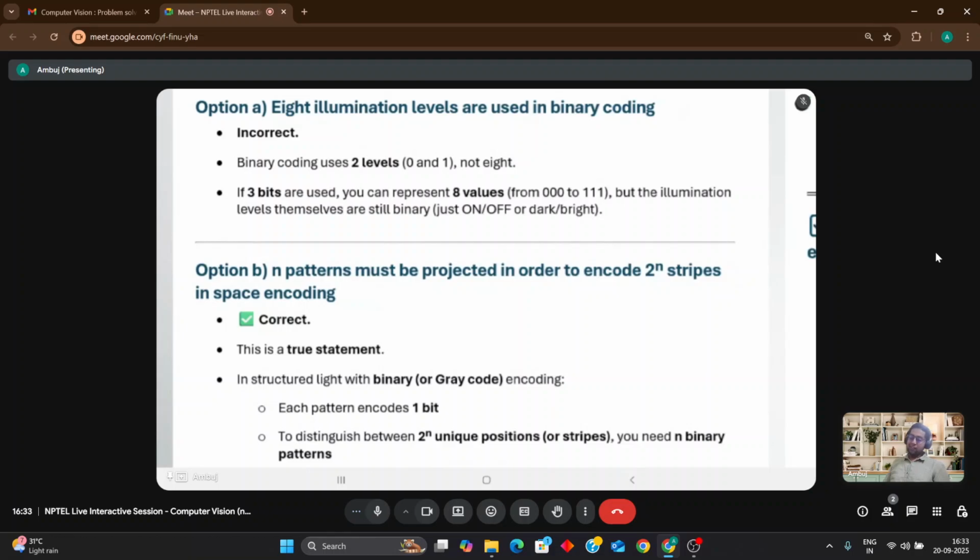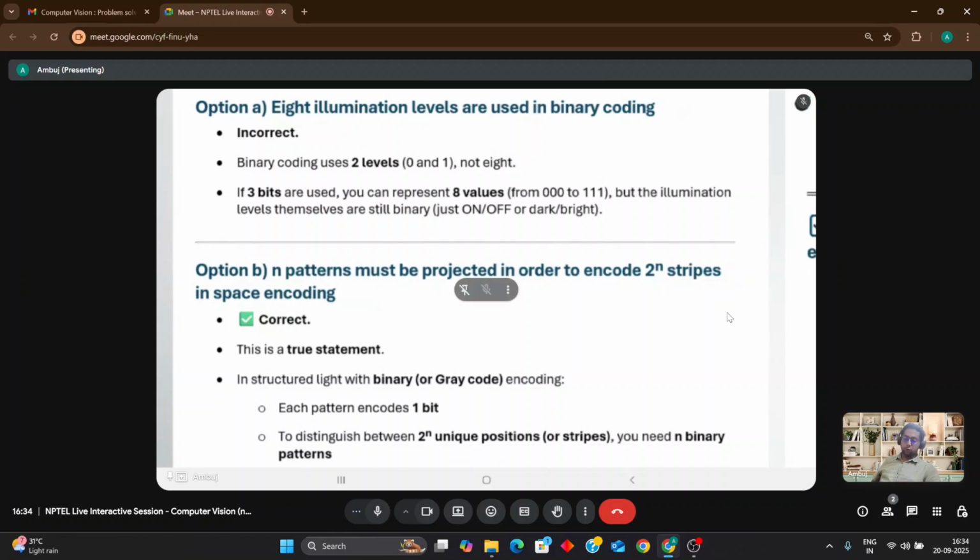Why? Because binary encoding uses two levels, 0 and 1, not 8. And if you are using 3 bits, you can represent 8 values, which are from 000 to 111. But the illumination levels themselves are still binary. So yes, it is not true. Option number A is incorrect. In binary encoding, please do remember only two levels are used, not eight.